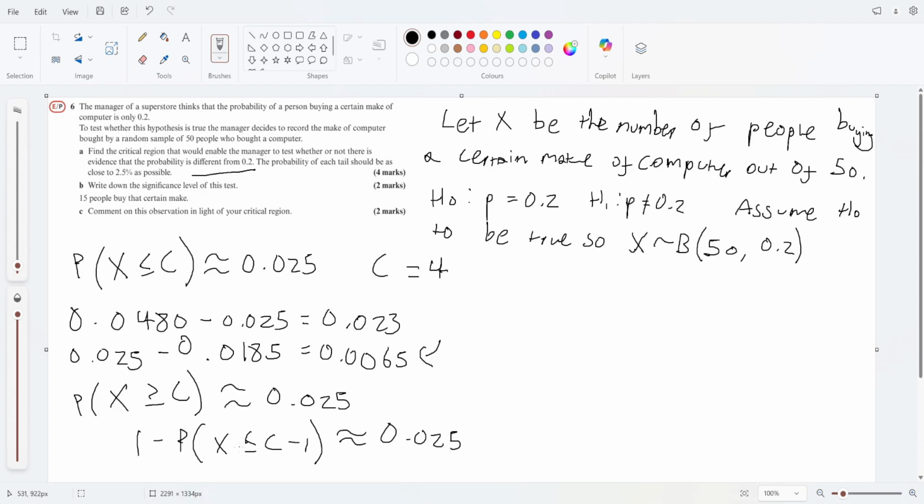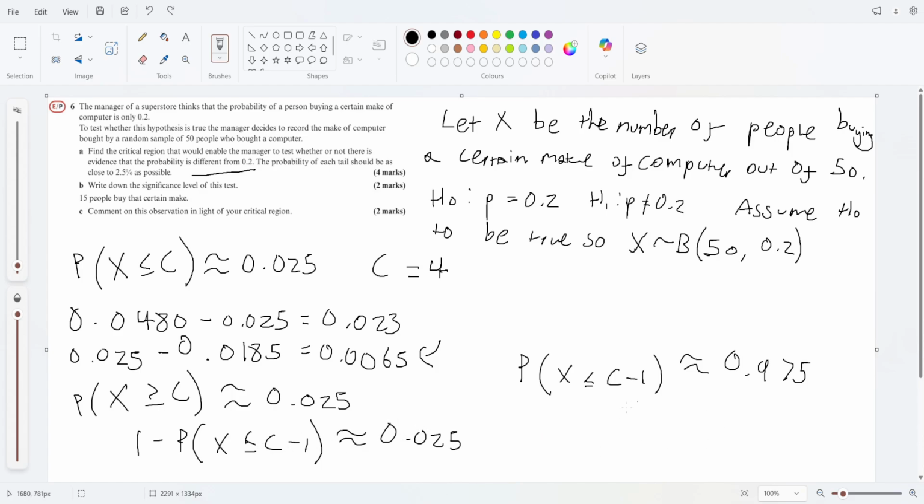And that would be, again, equal to this. So if we rearrange this, we're going to get P(X is less than or equal to c minus 1) is approximately equal to 1 minus 0.025, which is 0.975. Now this is where doing it in one-tailed tests comes in really important, because if this was a greater than or equal to symbol, when you move this over to here, you see how this sign stays the same, but this is now less than this, so always keep that in mind.